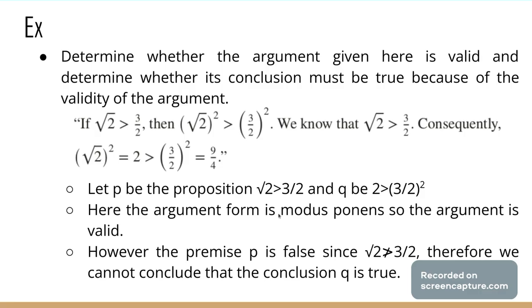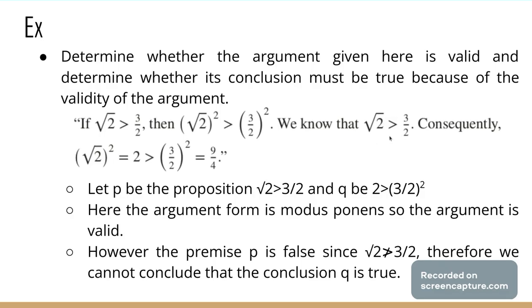Now let's look at this example. Here it is given: determine whether the argument given here is valid and determine whether its conclusion must be true. Because of the validity of the argument, if square root of 2 is greater than 3 by 2, it implies square root of 2 the whole square is greater than 3 by 2 the whole square. If this is true, then this is true. But we know that square root of 2 is greater than 3 by 2.